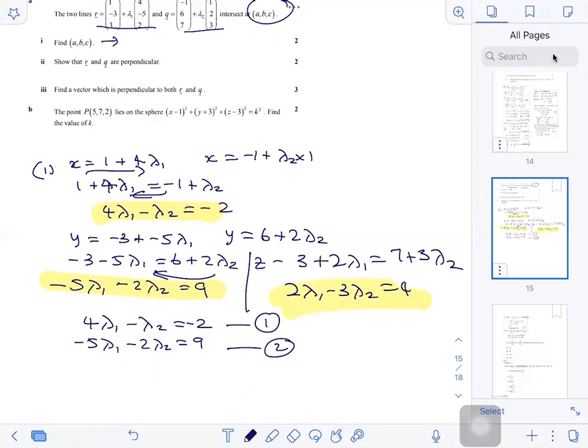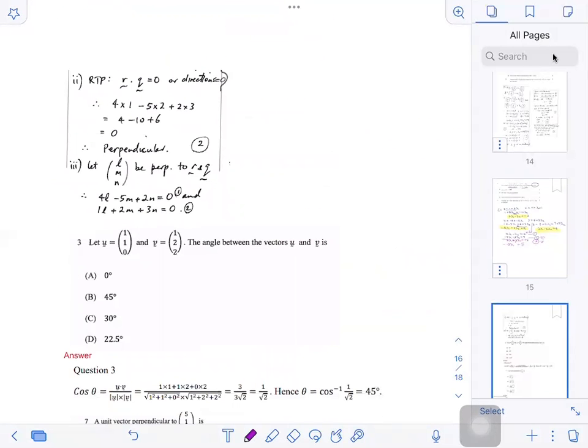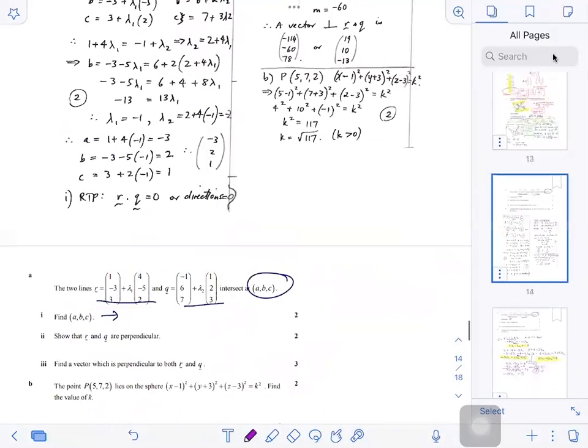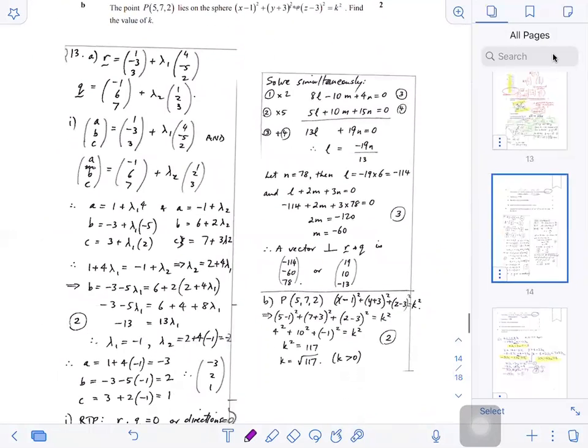Okay, if you look at this, I'm going to take this one and multiply by 2. So you get 8t1 minus 10t2 equals -4. We'll call that 3. If you now subtract those, I'm just going to change the sign. That would be -13t1 equals 5. I'm just going to check that solution because that doesn't look very friendly. So I'll go back up here. I have made a mistake somewhere.